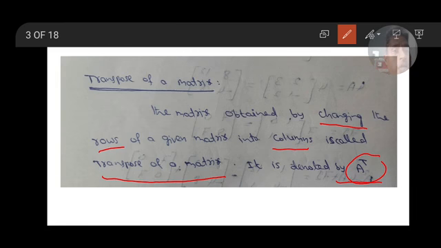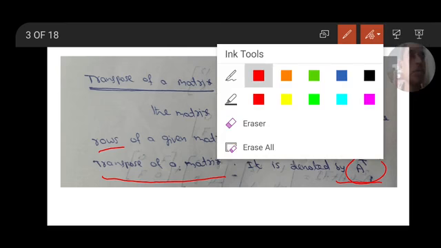Anyways, writing rows as columns, taking the rows and writing them as columns, the new matrix obtained is called transpose of a matrix, and it is denoted by A transpose, A power T. Okay, next example. We'll see examples.